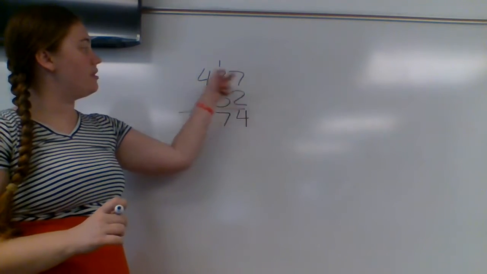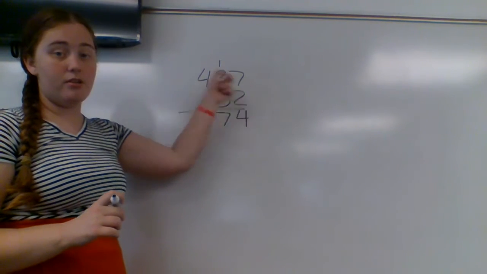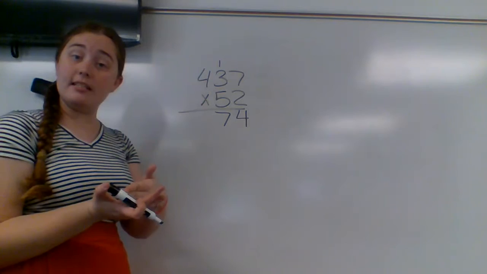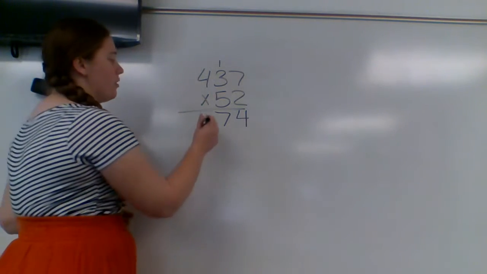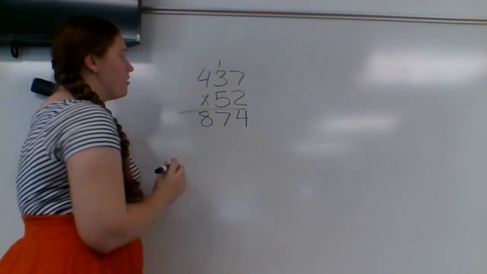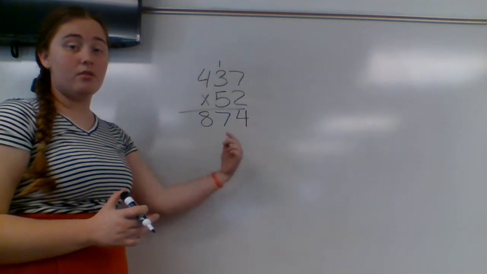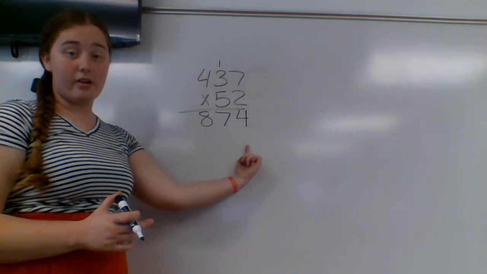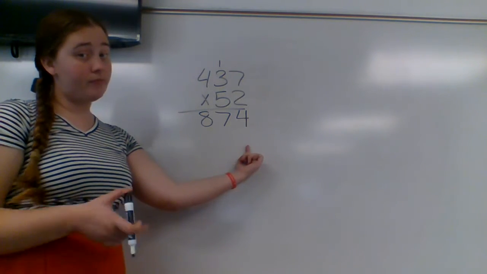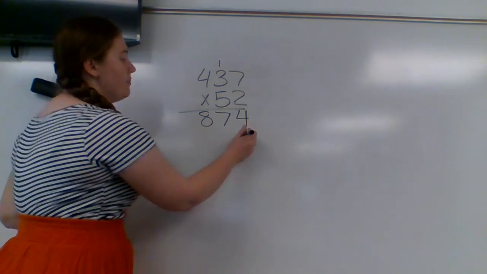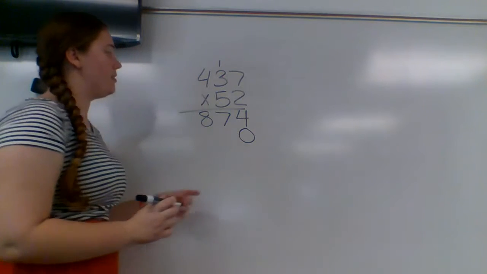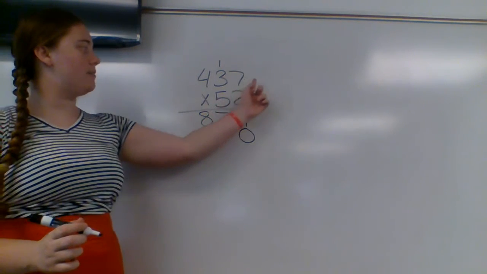Then I'm going to do 2 times the 4 over here. 2 times 4 is 8. So I'm going to go ahead and write 8. There's no carried numbers, so I don't have to worry about that. Now the next thing I need to do, what number gets written right here underneath this 4? Right, 0. 0 gets written down there. Then we're doing 5 times 7.